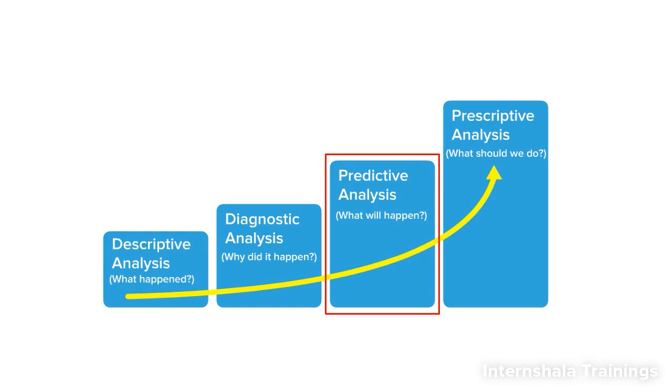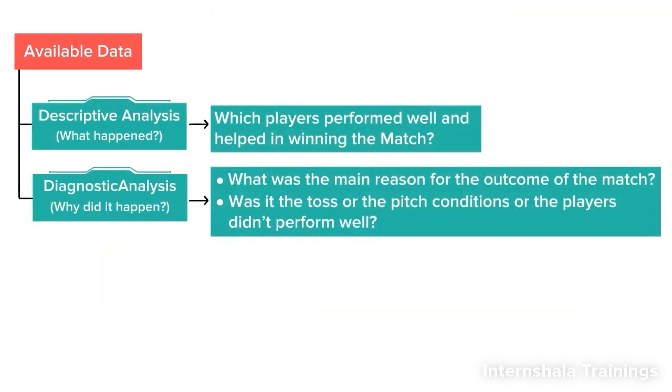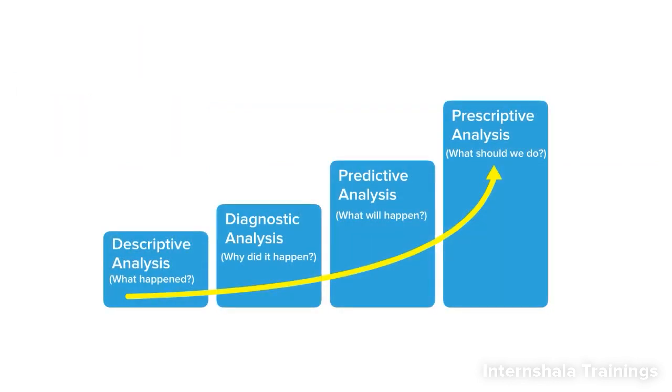The next step, predictive analysis, is the major step of our data analysis process. It takes into account the key findings from the descriptive and diagnostic analysis and predicts future events. This type of data analysis uses machine learning algorithms to predict future events using different machine learning tools that we would cover in the subsequent modules. For example, for predicting the outcome of the next match based on the available data, we build a forecasting model using ML algorithms. The next step in data analysis is prescriptive analysis.